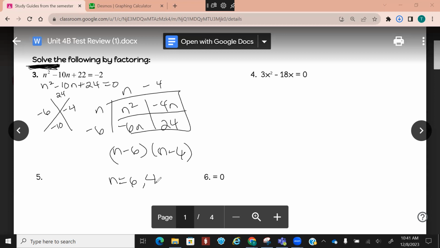Well, let's say you forgot, you don't know how to do it. What you can do is you can take this equation, plug it into Desmos, and where it crosses the x-axis, that is your solution.